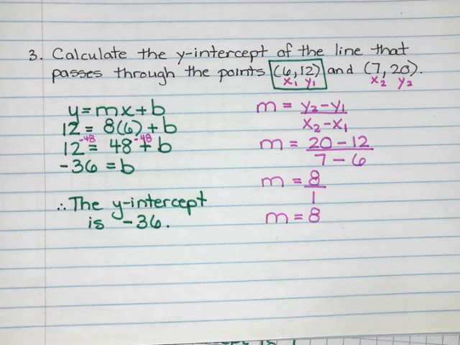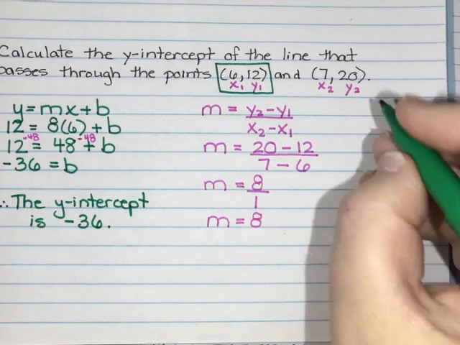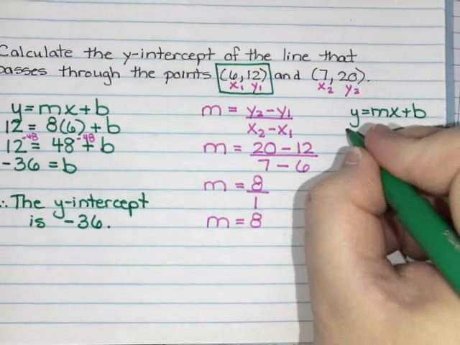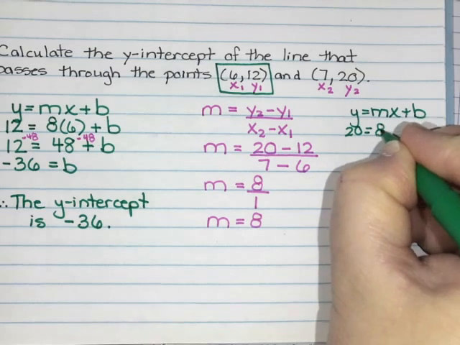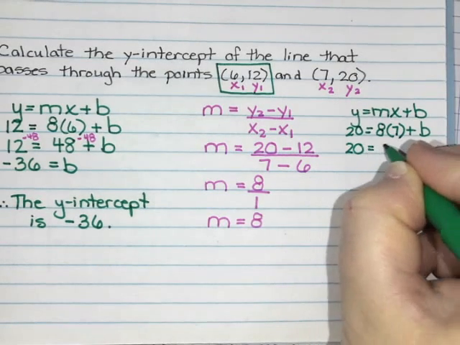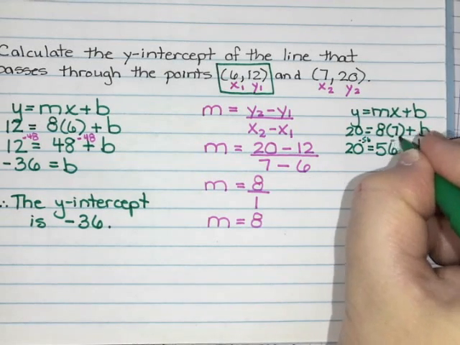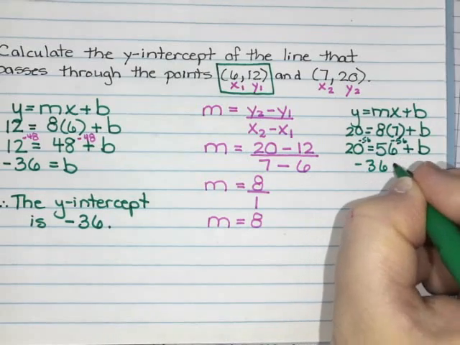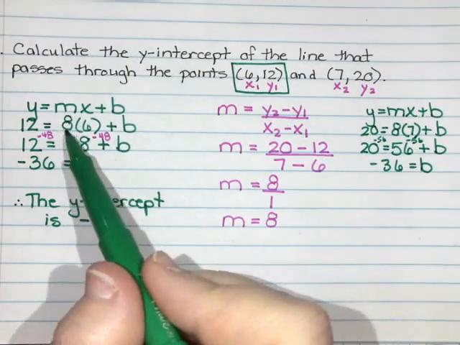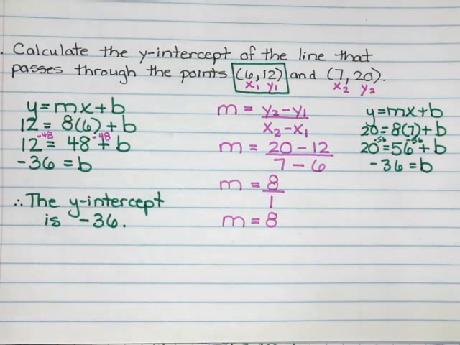Now, just to show you, and you don't have to write this down, that it still works if I used 7 and 20. If I had tried the exact same calculation using that other point, my y is 20, my slope is 8, and x is 7. 8 times 7 is 56. And then when I subtract 56 from both sides, I get negative 36. So you don't need to write this part down, but just to show you, it didn't matter whether we used the 6 and 12 or the 7 and 20, we will get the same answer because they are both points on the line.